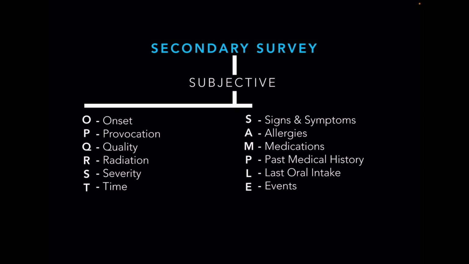What led up to this? What was immediately going on prior to this onset of these symptoms? So at that point, we sort of have the basis, the structure for our subjective assessment. We want to move on to an objective assessment.